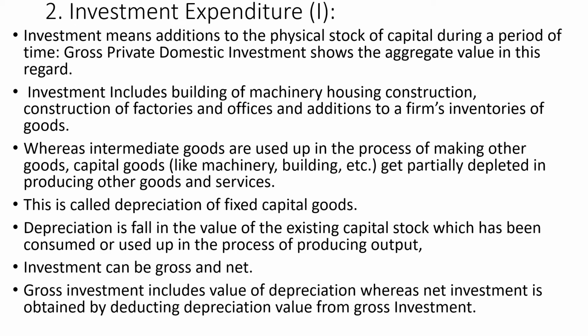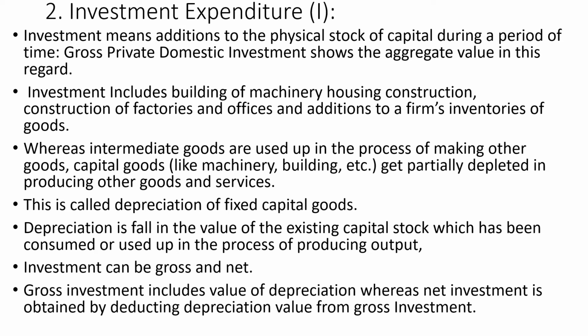Coming to investment expenditure. Investment expenditure means additions to the physical stock of capital during a period of time. Gross private domestic investment shows the aggregate value in this regard. And investment includes machinery, house construction, construction of factories, offices, and additions to firms' inventories of goods. Whereas intermediate goods are used up in the process of making other goods, I mean, intermediate goods are used for making final goods.